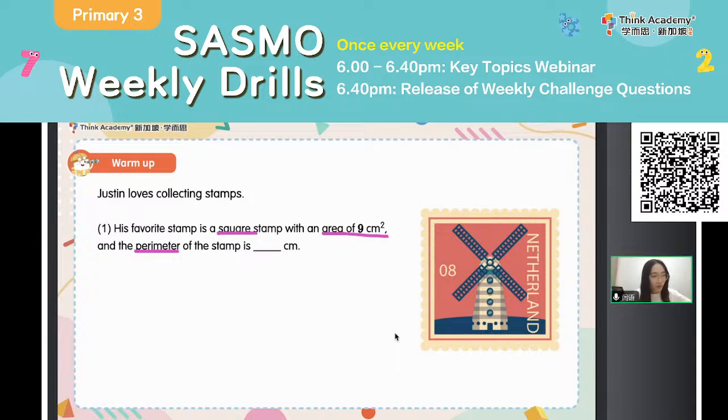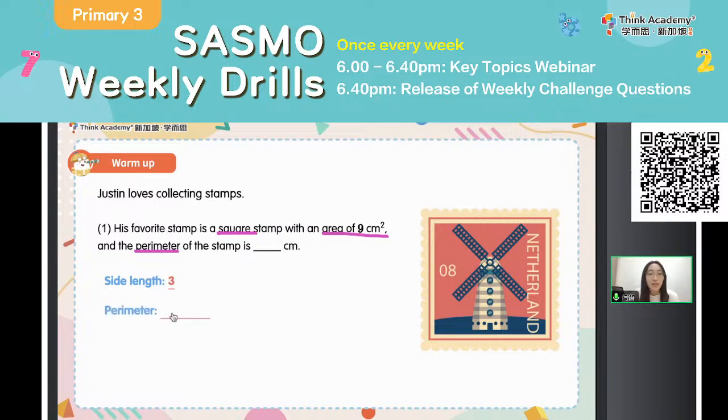Oh, 12 centimeter. So fast. Okay, good job. So here, everyone, you see that according to the area, you must figure out the side length first, right? Since it is a square, that means all the sides are equal. So think about it. Which number multiplied by itself, and then you can get 9? That is, good job. That is 3.